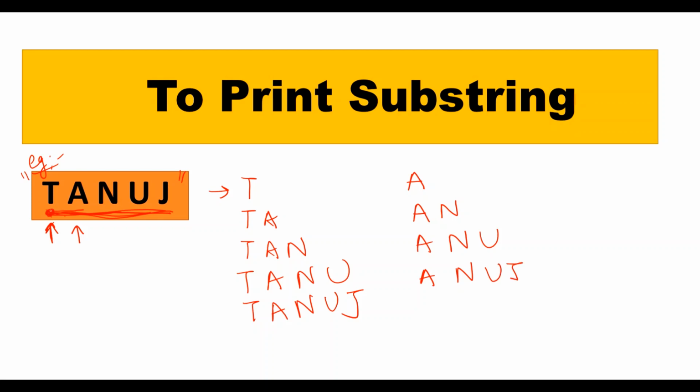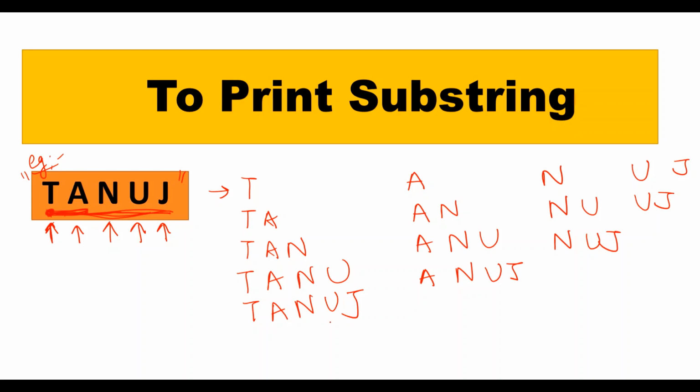We have covered 2 characters. Then the third character: N, NU, NUJ. Then the fourth character: U, UJ. And then comes the fifth character, which is J.